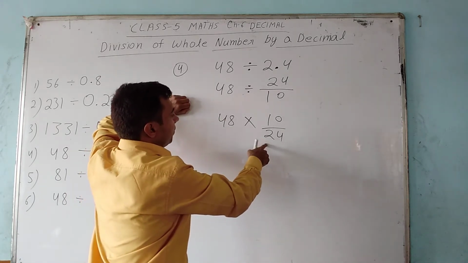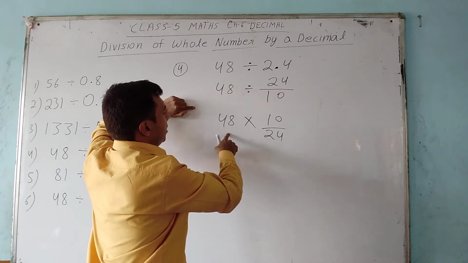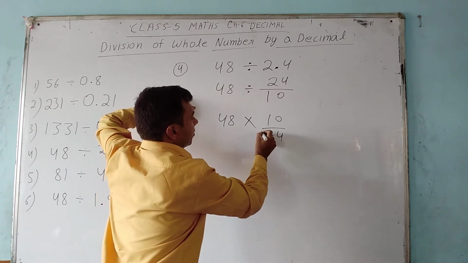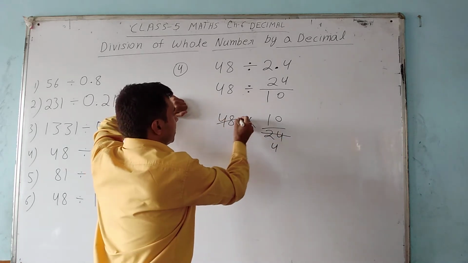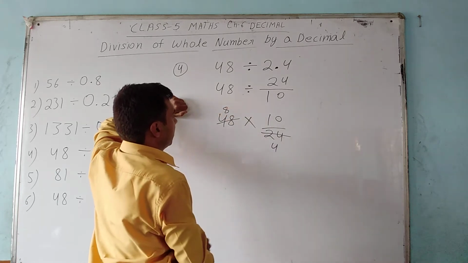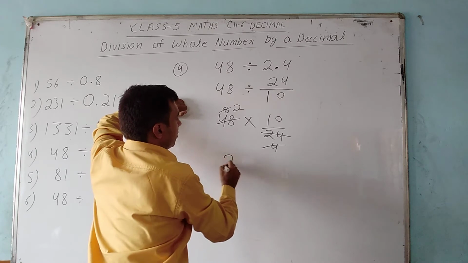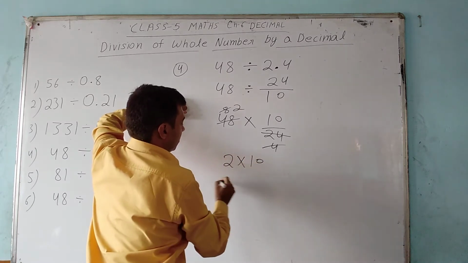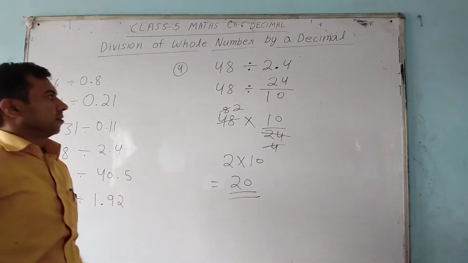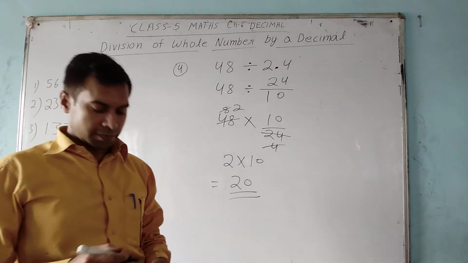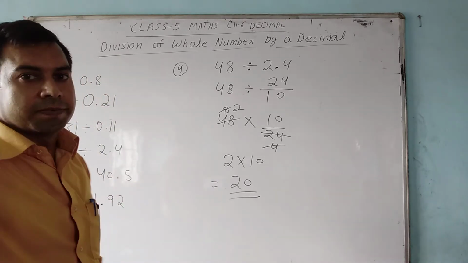Now student, we can divide it. 6 4 24, 6 8 48. Now 4 to 8, student. 2 multiplied 10, 20. This is our answer. In this way we divide whole number by a decimal.